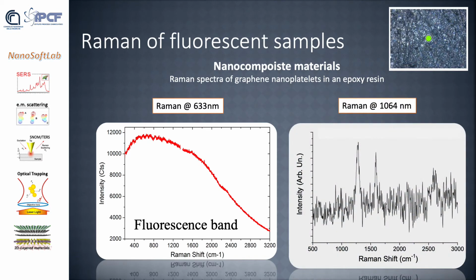If we instead excite the sample at 1064, that is below the absorption band of these materials, we can see the Raman peaks of graphene coming out. So there is a huge advantage of using near-infrared light when the samples are fluorescent.